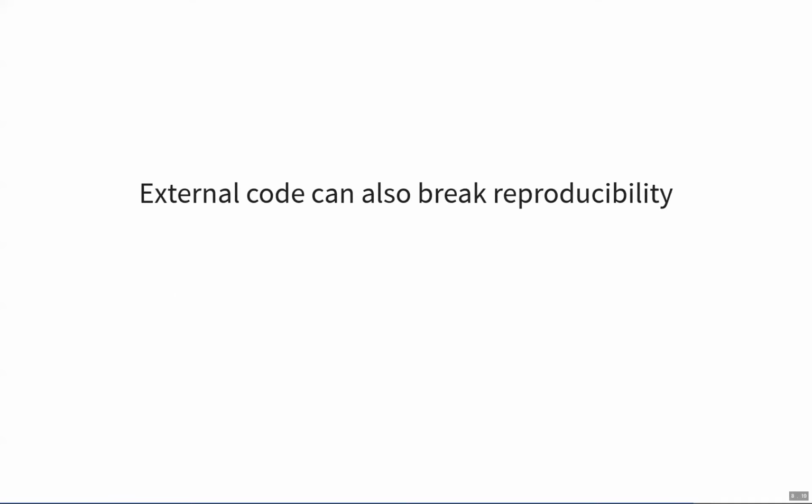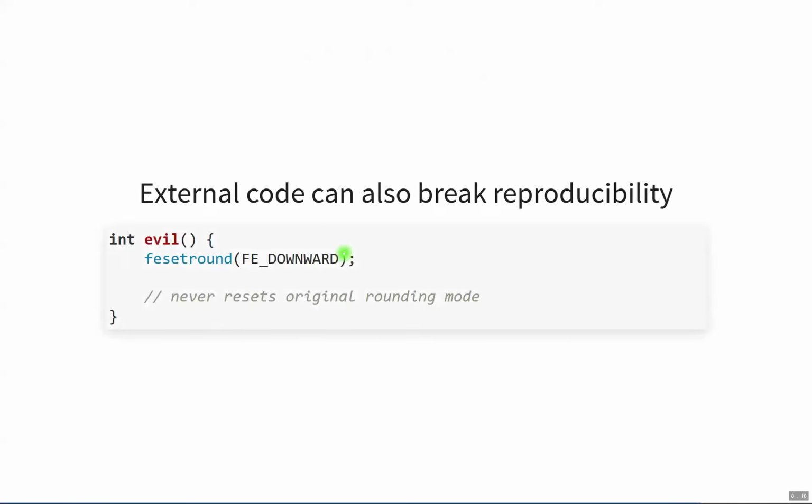But maybe you compile everything properly, and external code can still get you. Someone can write a function like this and just go, oh, but I'm going to change the floating point environment and say that we are now rounding the numbers differently. And just never reset it again. Done. After you call this function, everything has changed, because floating point number rounding is global for some reason. I mean, the reason is obvious. It's legacy.